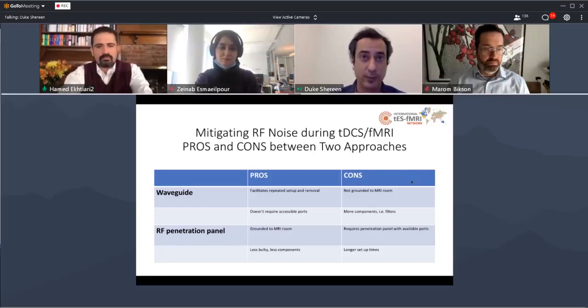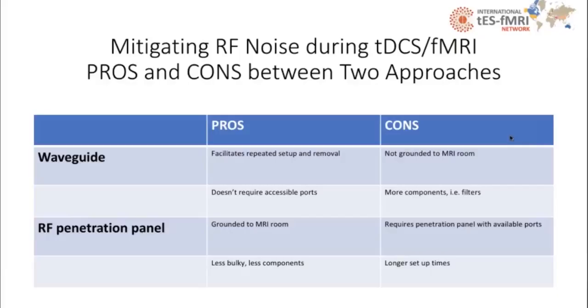Pros for the RF penetration panel is that it's grounded to the MRI room. And I think that's very important, right? And it's also a safety issue. In addition, it's less bulky, there's less components. The RF filter is smaller, there's only one of them. If you're keeping your system there, it's very helpful.